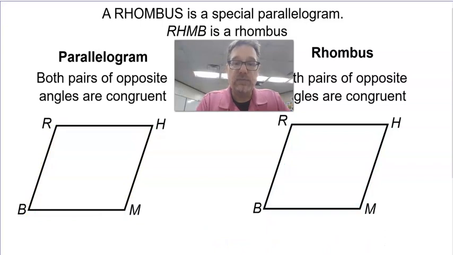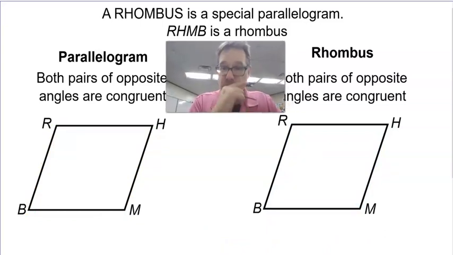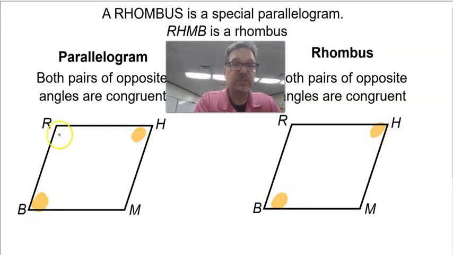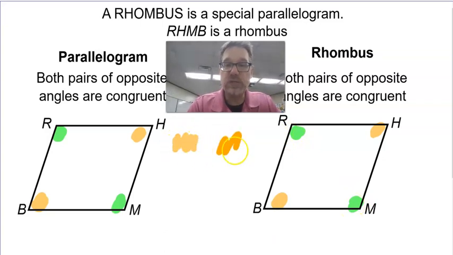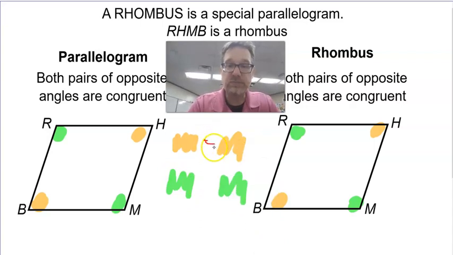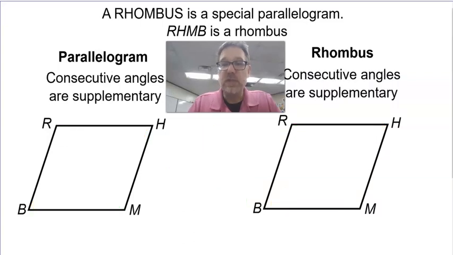For a parallelogram and a rhombus, this rule is the same for both: both pairs of opposite angles are congruent. In a parallelogram, we've got this. In a rhombus, we have the same thing. So orange and orange are equal. Also green and green are equal. Opposite angles are congruent in a rhombus.